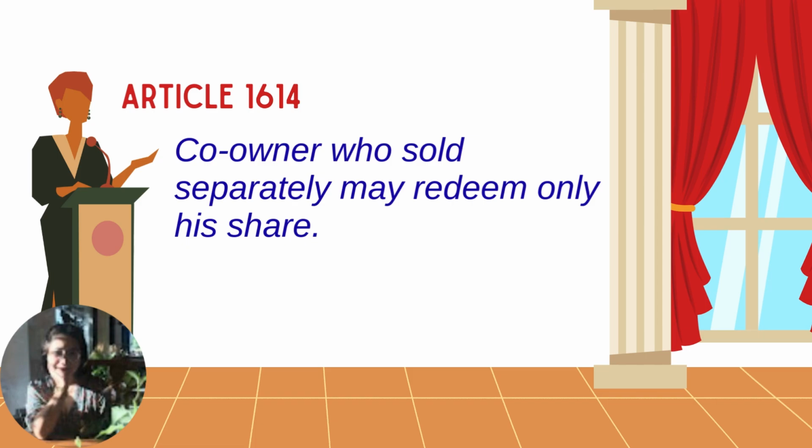So this prevents the inconvenience of fragmented ownership for the co-owner and respects their right to recover only their sold portion. This rule is actually in contrast with Article 1613, where the vendee can demand agreement on the whole property when shares were sold jointly in the same contract.